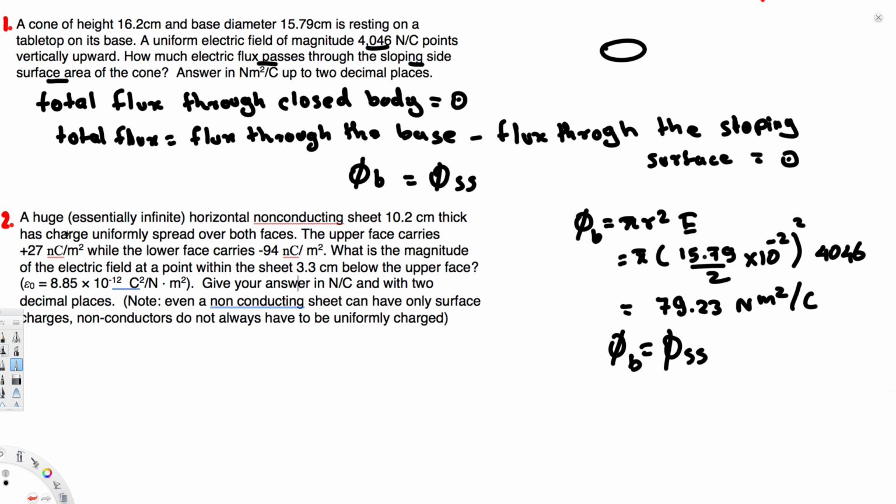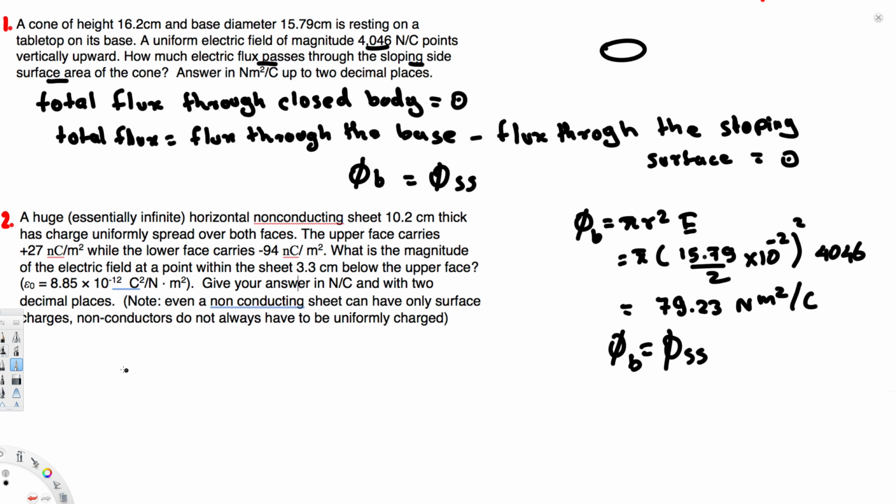Now let's look at the second question. A huge, essentially infinite horizontal non-conducting sheet 10.2 cm thick has charge uniformly spread over both faces. The upper face carries 27 nanocoulomb per meter square, while the lower face carries -94 nanocoulombs per meter square. What is the magnitude of the electric field at a point within the sheet 3.3 centimeter below the upper surface?